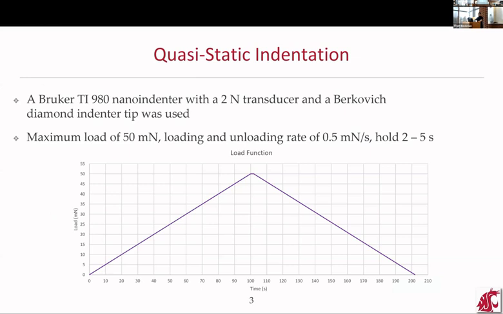So we performed quasi-static indentation with the Bruker TI-980 indenter with their new MRNP maximum 2 Newton multiprobe transducer, with a Berkovich diamond indenter tip. I set it up for a maximum load of 50 millinewtons with both loading and unloading rates of half a millinewton a second, and a hold time. At the beginning we did a hold time of 2 seconds, but after some concern about whether that was long enough for any deformation to actually happen, we extended it to 5 seconds.